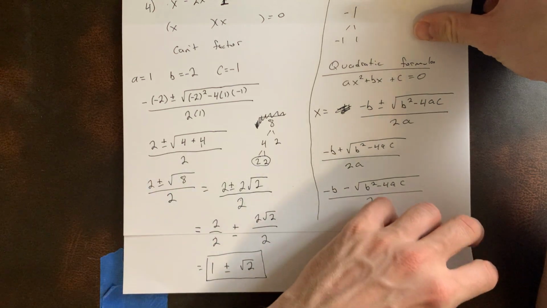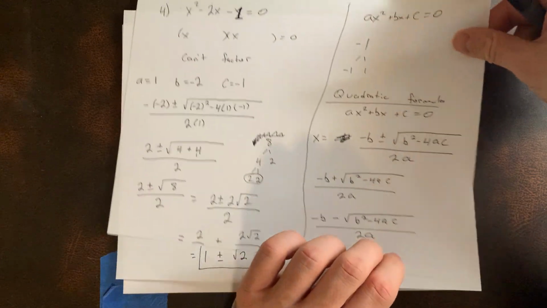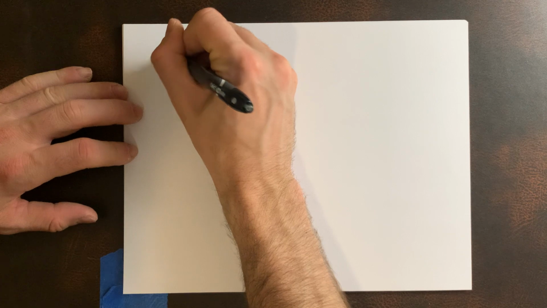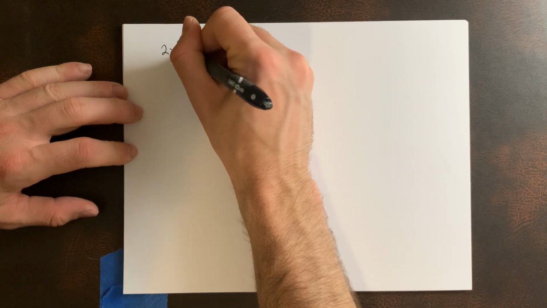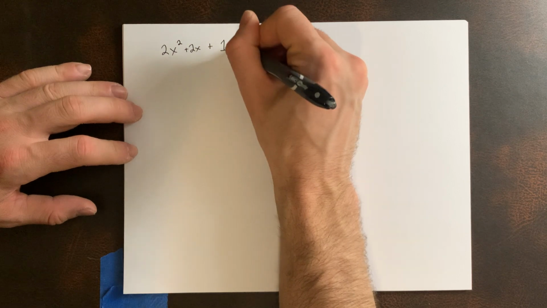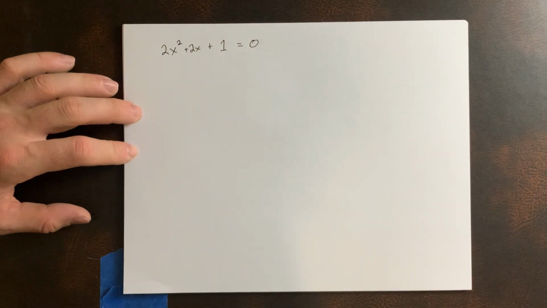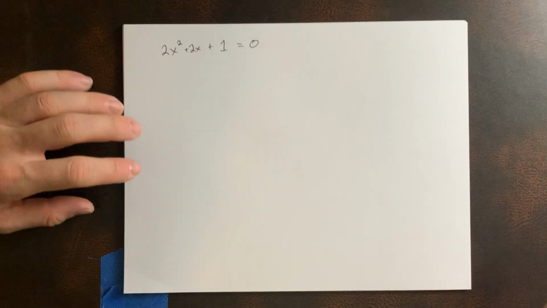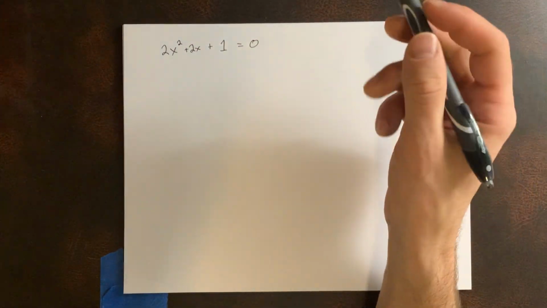Okay. And the last problem from this section. So we want to solve a similar problem. So 2x squared plus 2x plus 1 is equal to 0. If we try factoring this, again, we're going to see that it's not going to be possible.